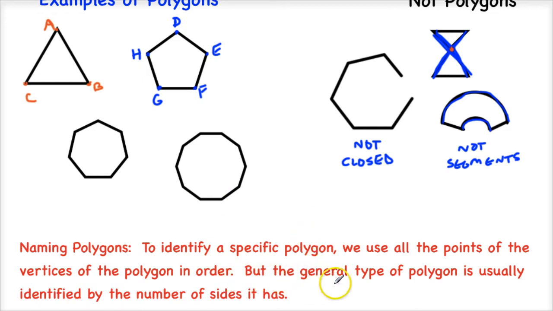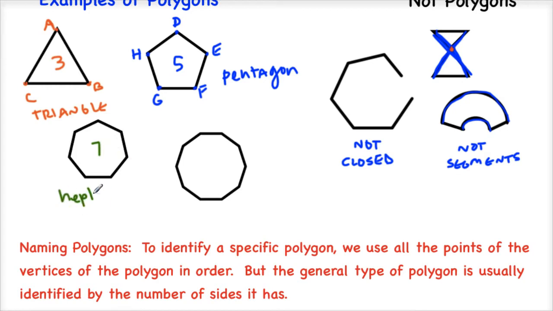The other way that we name polygons is we have a general type or general classification that identifies the polygon by the number of sides it has. So we are already used to certain shapes. A three-sided polygon is called a triangle. And a five-sided polygon like this is called a pentagon. And there are different names for the different numbers of sides of polygons that we have. For example, this is a seven-sided polygon, and that's called a heptagon. And this is a 10-sided polygon, and so that's called a decagon.